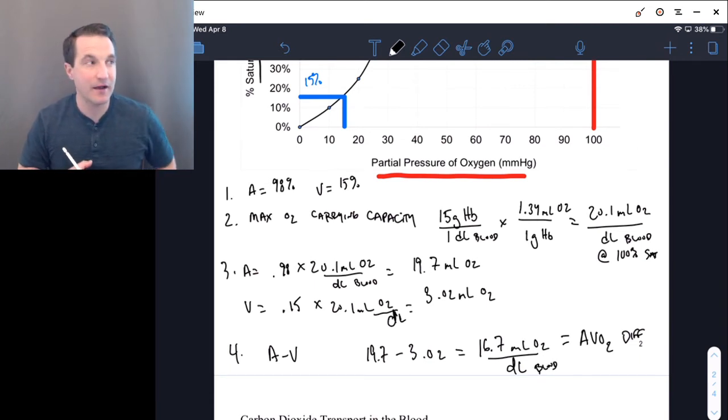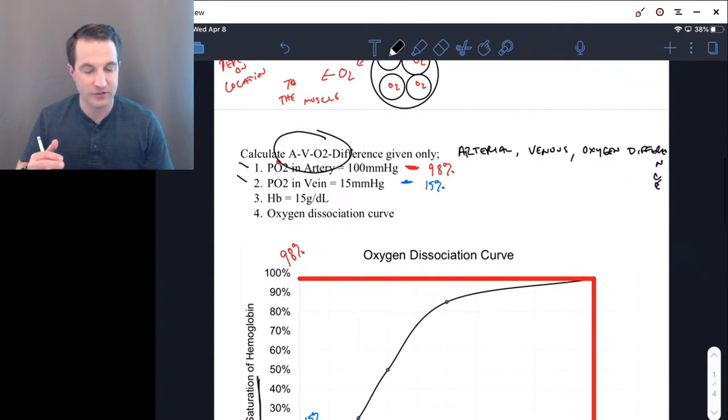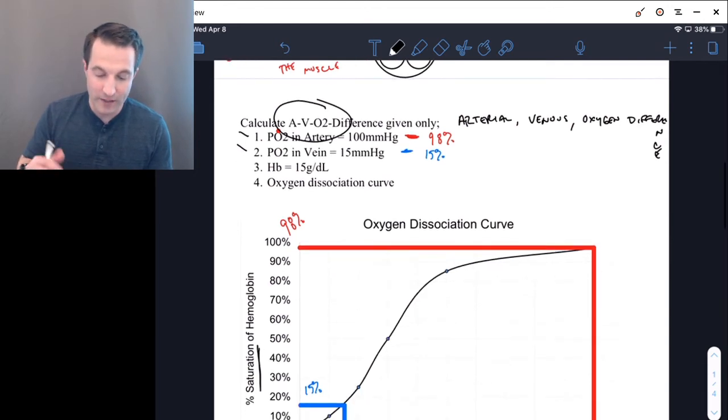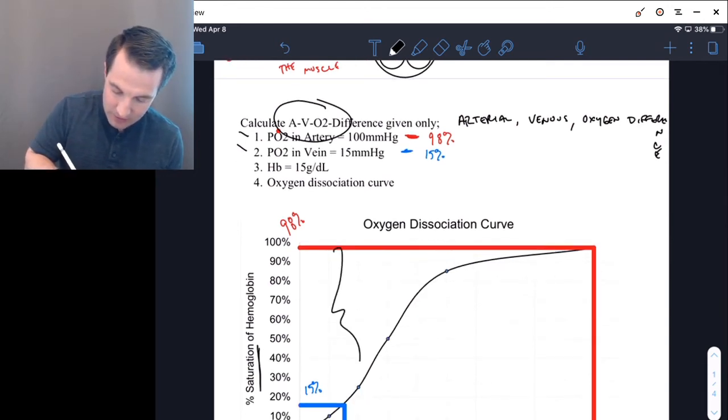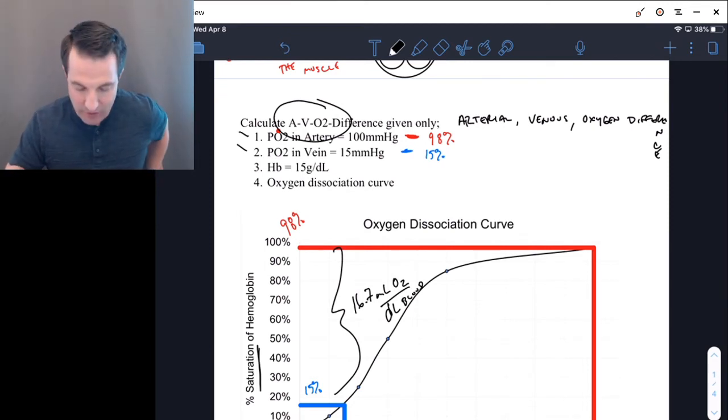So just by calculating from those 3 things and using our oxygen dissociation curve, from using our partial pressure of oxygen in the artery, our partial pressure of oxygen in the vein, our hemoglobin concentration, and using our curve right here, we can determine how much oxygen they lost. 16.7 mLs of O2 per deciliter of blood. That's how much currency is being spent in each amount of blood in this situation right here.